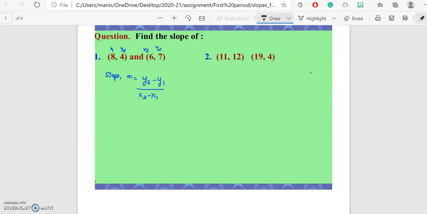What I will do after this is substitute my values in the formula. y2 is 7 minus y1 is 4, over x2, which is 6, minus x1, which is 8. You have to be cautious when you are plugging in the values. 7 minus 4 is 3 and 6 minus 8 will give me negative 2. So my answer is negative 1.5. Now, what type of slope is this? Because of the negative number, this is a negative slope.